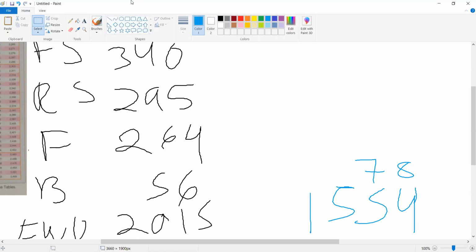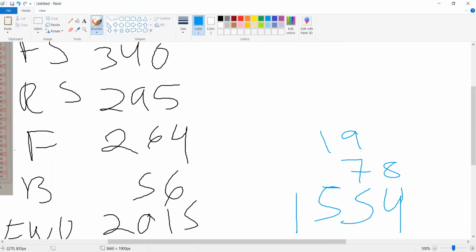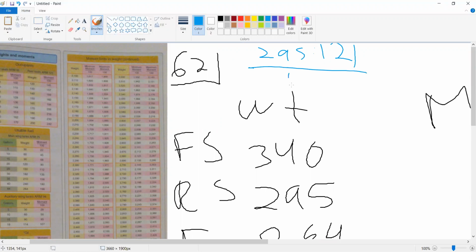All right, next, our fuel. Our fuel is 264. Oh, we were given that, 198. That's great. It says it right here, 198. So we can put that there. Our rear seat is 295. 295 is not given, but we can do our math. You see our arm is 121 for the rear seat. So all we have to do is 295 times 121 over 100, and that should give us our answer.